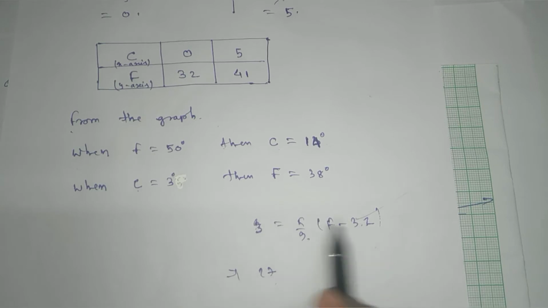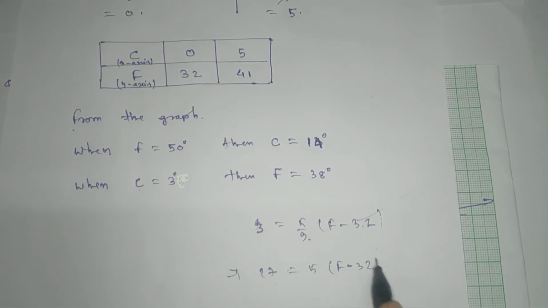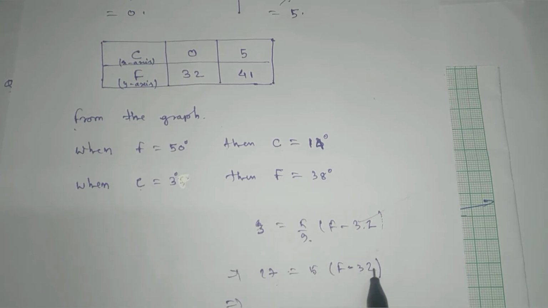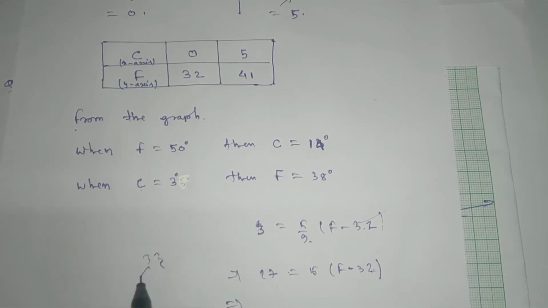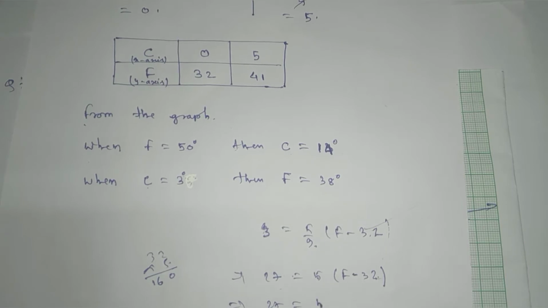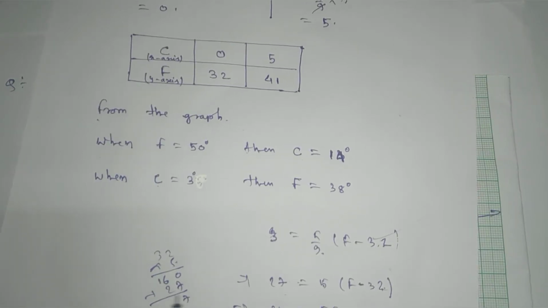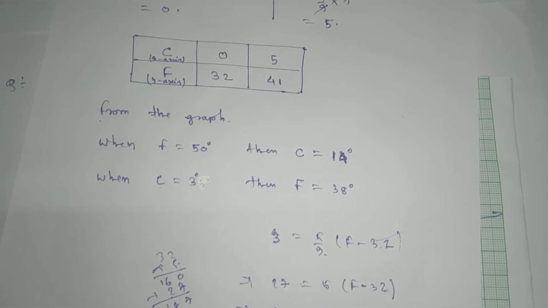27 plus, here we are getting 5, and the F minus 32 would be there. Next, this 5 will multiply with this, that is 32 into 5, we'll get 160. So this will go this side, it will become positive, then 5F minus 160, and this 27 will go this side, it will be added here, that means 187 we are getting.